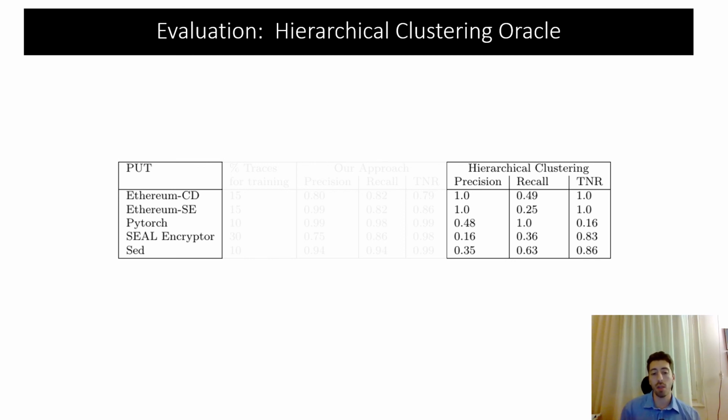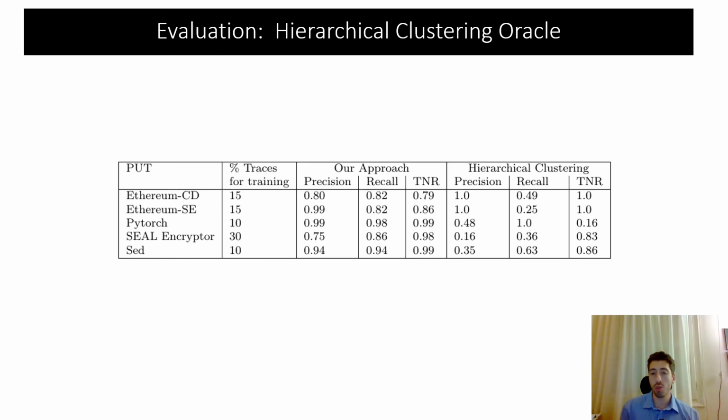So we believe that our approach is better in the sense that the model is able to handle both failing and passing classes accurately and distinguish between them. There is only one case study in the table where we do worse than the hierarchical clustering approach, and this is the common difficulty module from Ethereum. We get a precision of 80%, recall of 82%, and true negative rate of 79%, whereas they get maximum precision and true negative rate and 0.49 recall.